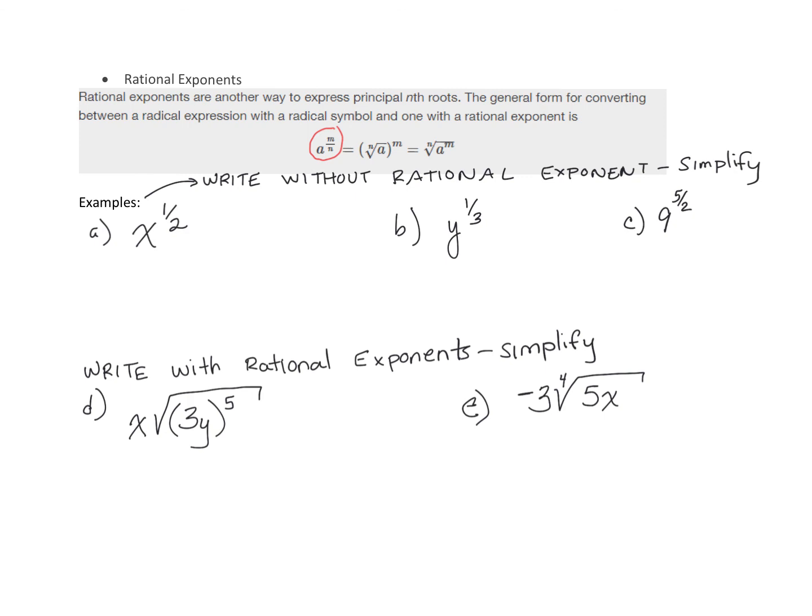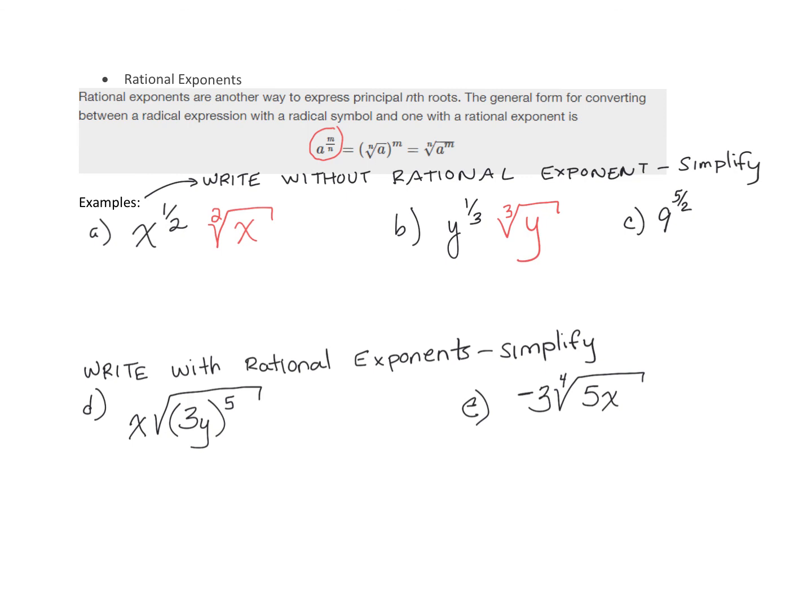So in this case, this first example here, we just have x to the 1/2. Well, the denominator becomes our index, which is a 2. I'm going to write it, but we don't have to write the 2 there. And then the x is the radicand. For 1/3, that's just the cube root of y.